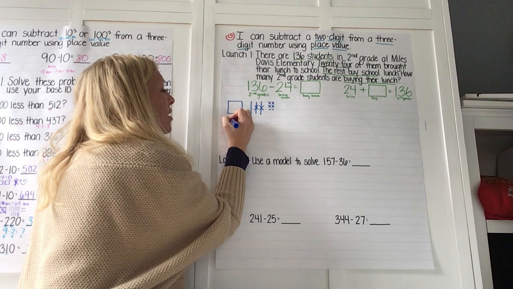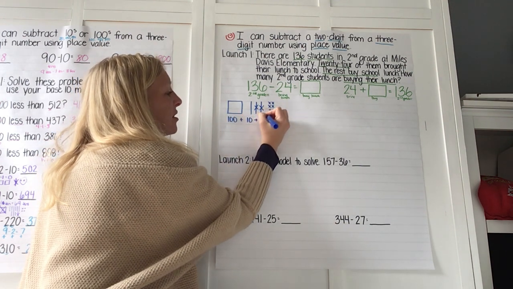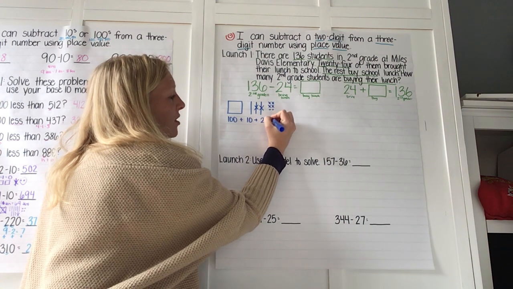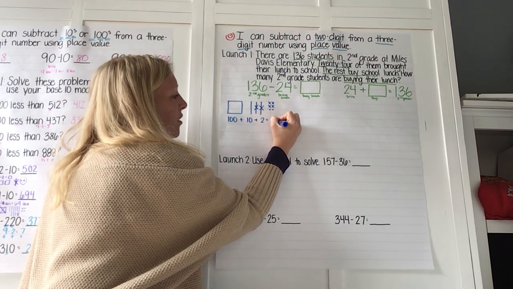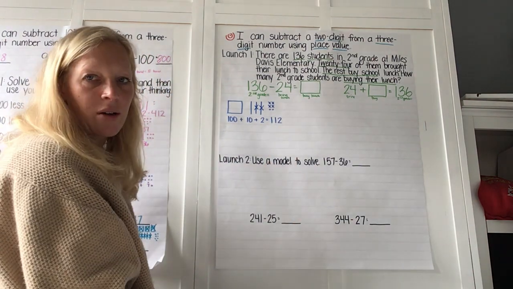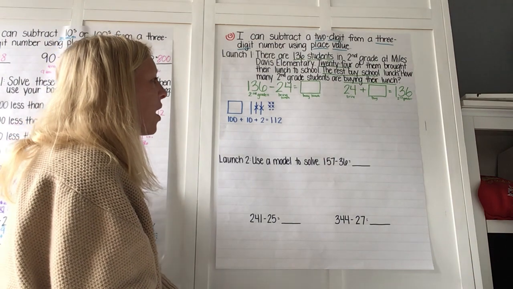You had 100, you had 10 in your tens, and you had 2 ones. And what number did that make you? Did that show? 112. 100 and then a 10 and 2 ones is 12.